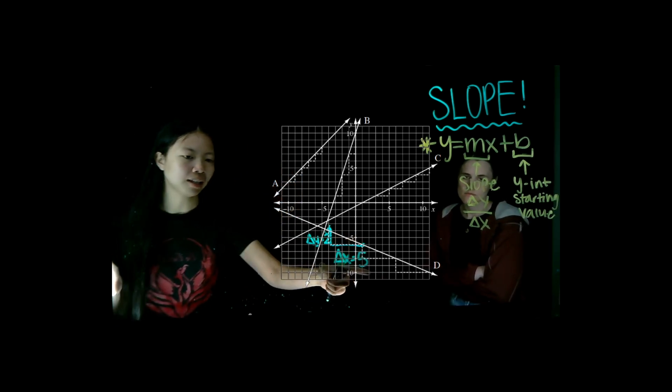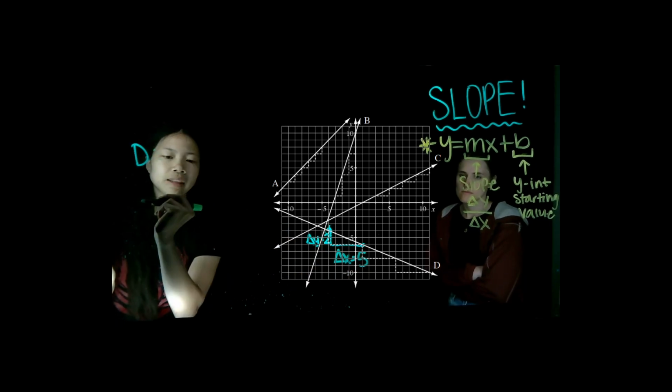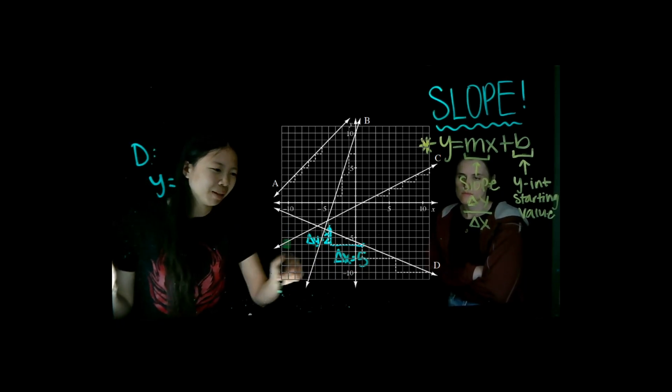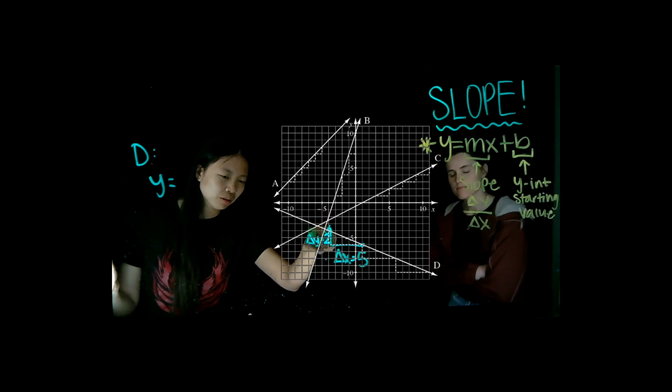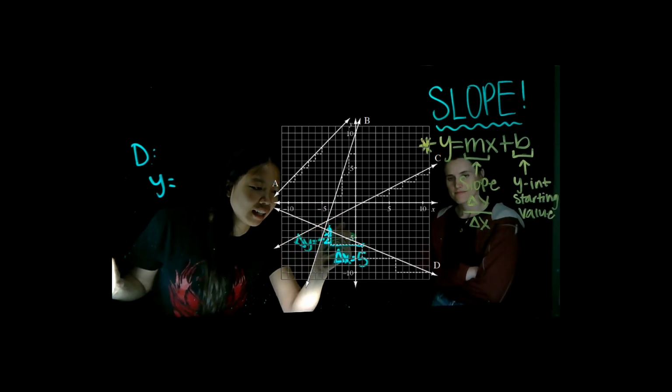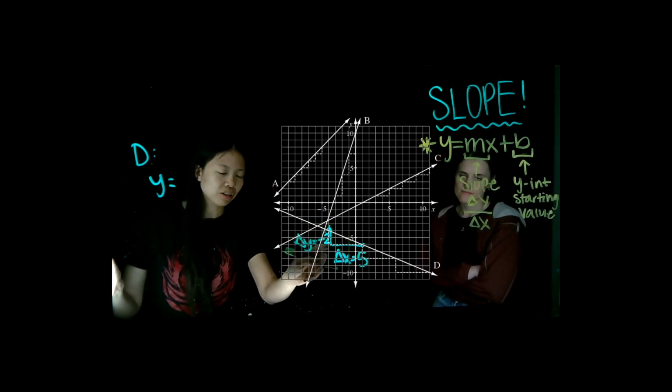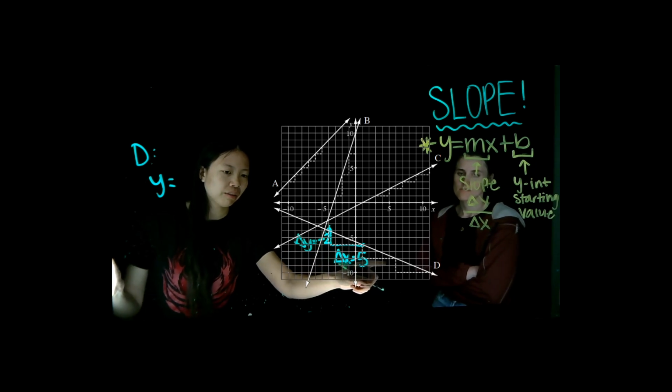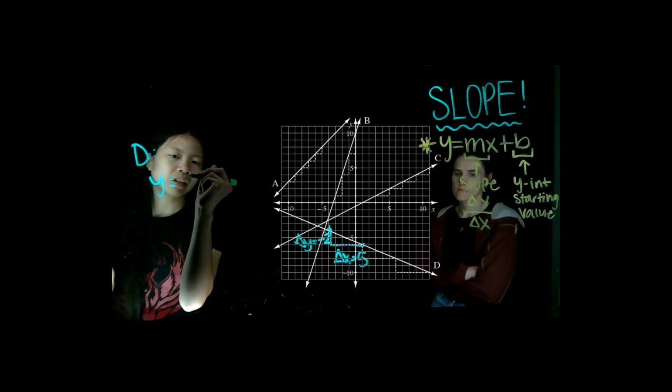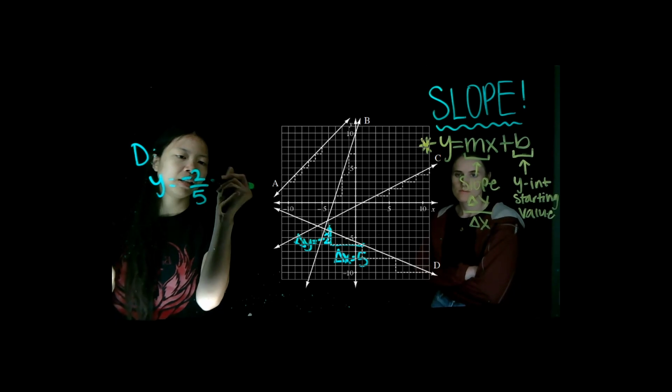So I would say here for my equation for D, that y equals, and because I'm going down 2, I'm actually going to denote that with a -2 because I'm going down 2 for every 5. My equation will be y equals -2/5x, because that's my slope.